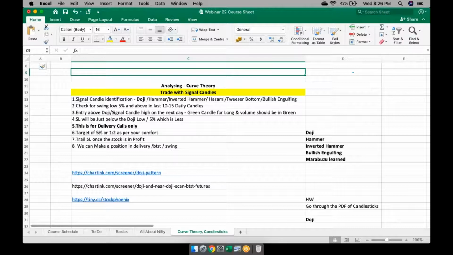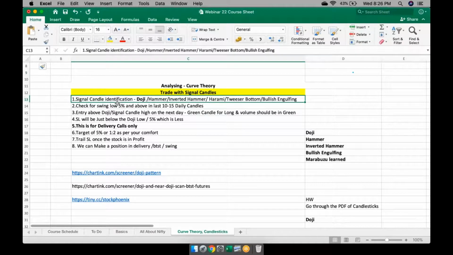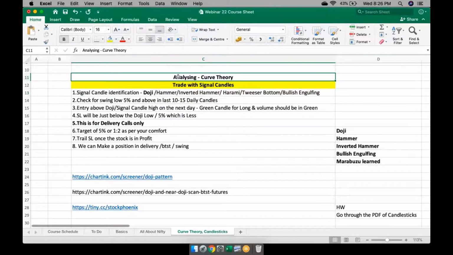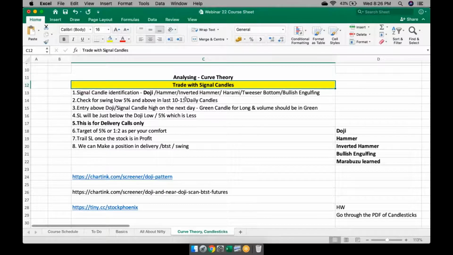But while trading with candlesticks, the stock should be either at the top for short or at the bottom for long. Top for short and bottom for long. So, analyzing the curve theory, trade with signal candles.